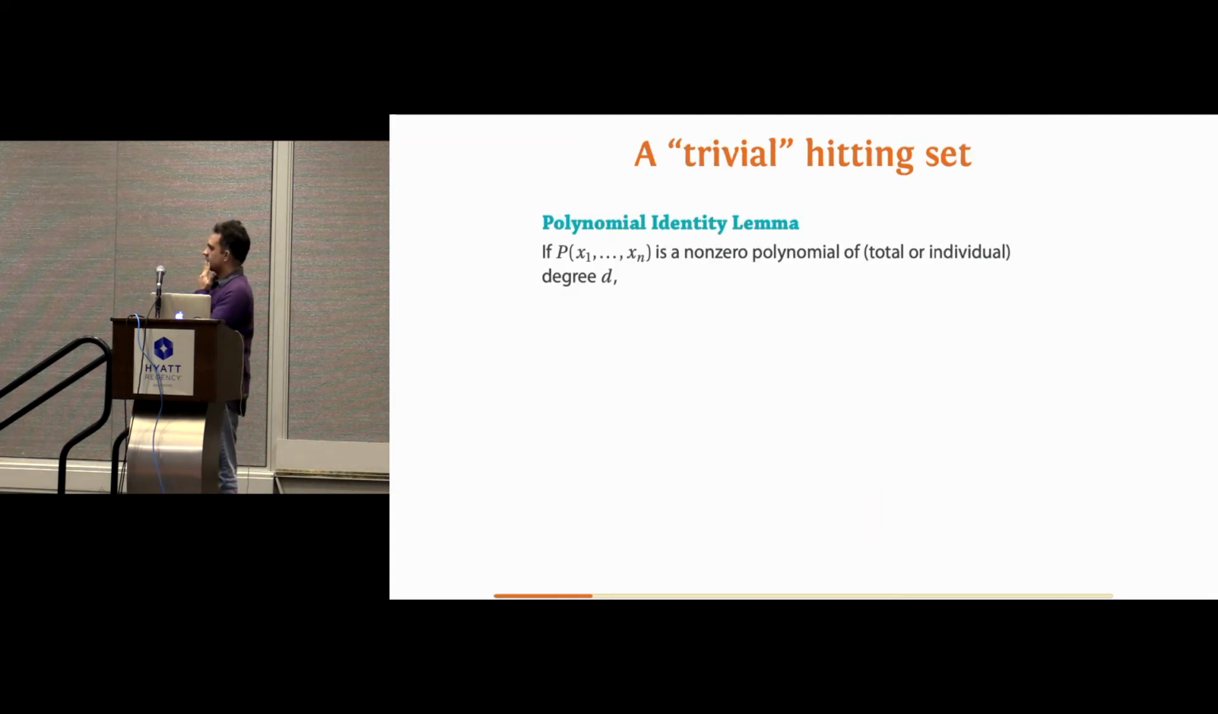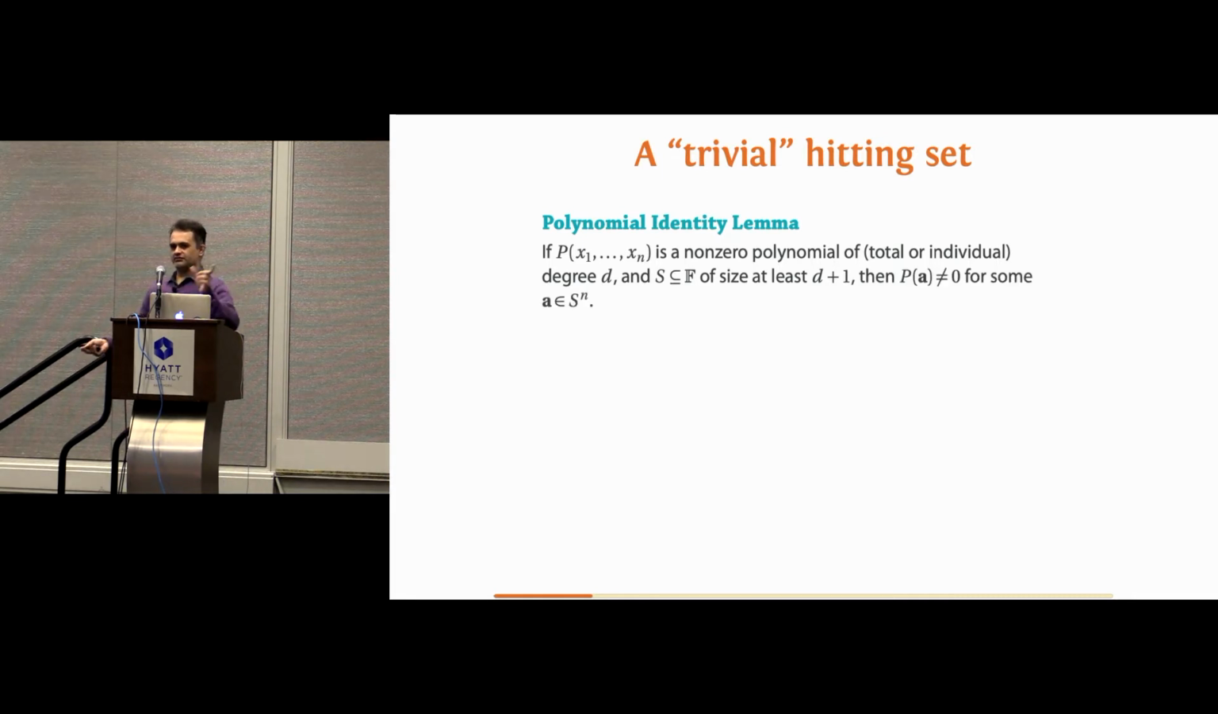Okay? So let's talk about what is called the polynomial identity lemma, or the Schwarz-Zippel lemma, or the DeMillo-Lipton-Schwarz-Zippel lemma. I mean, it turns out it was proved several times earlier, which basically says that if you have a non-zero polynomial of degree d, this degree could be either the total degree or the individual degree. It doesn't matter for this. And if you choose a set S of your field of size at least d plus 1, that is one more than the degree, then if you just take the grid defined by this set S, your polynomial is guaranteed to be non-zero on one of these points in the grid.